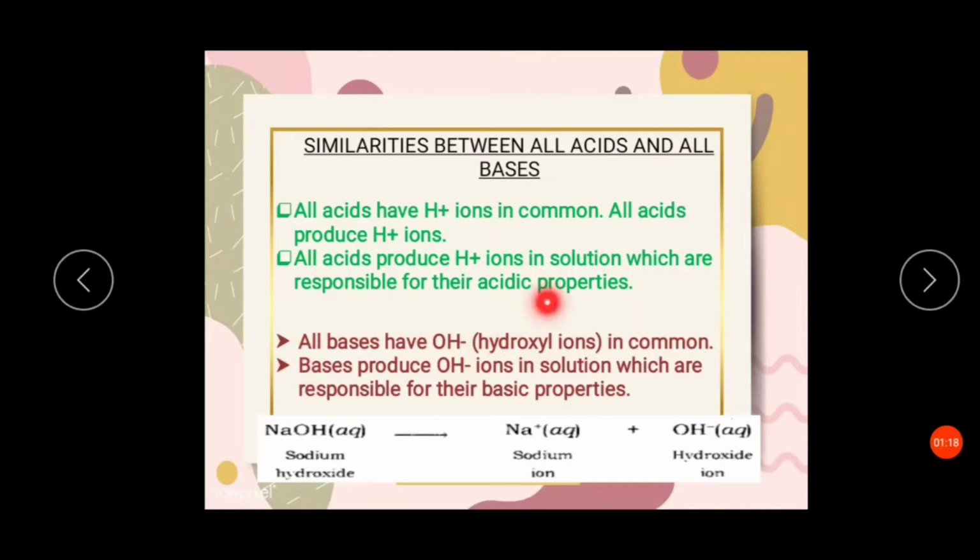All the bases have OH minus ions in common, and when the bases are in their solution form, OH minus ions are released, which are responsible for the basic properties. So here we get to know that the acidic property of the acid is due to the H plus ions, and the basic property of the base is due to the OH minus ions. Here is an example which is of NaOH. When NaOH is present in the aqueous form, Na plus and OH minus ions are released, which give the basic property.